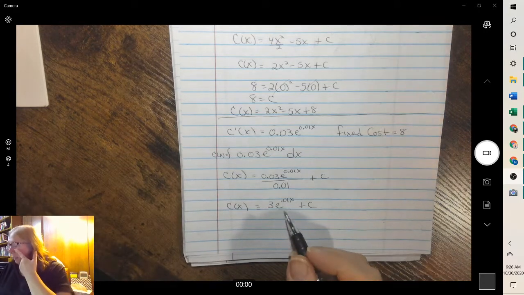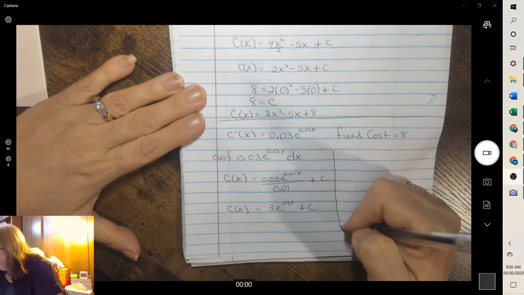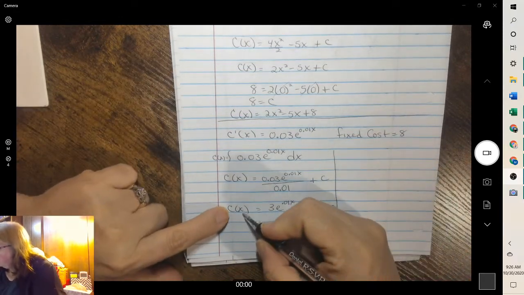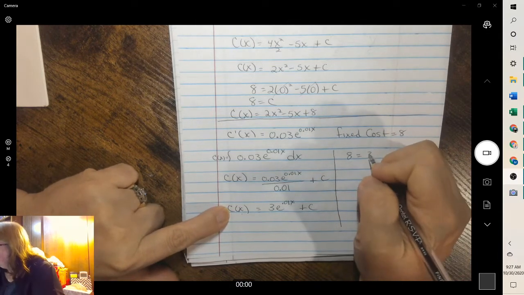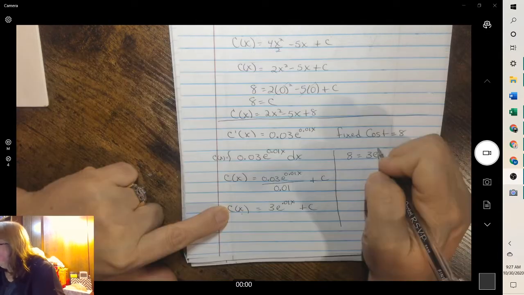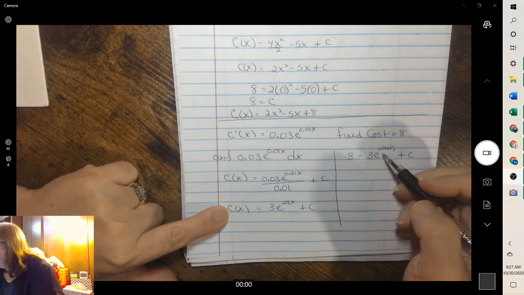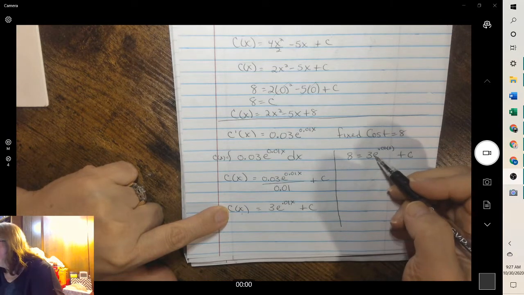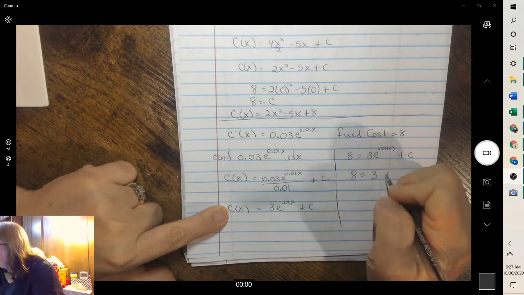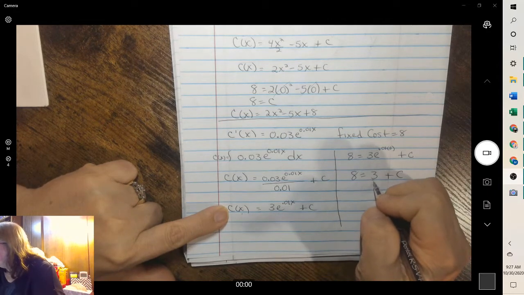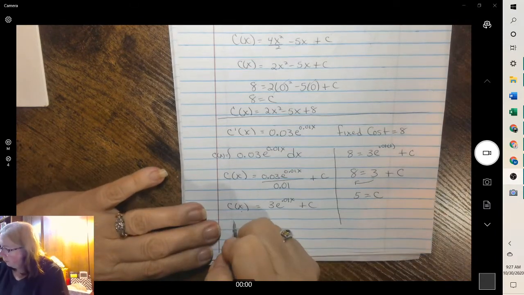Now we need to plug in and find our value. I'm going to plug in over here so there's more room. So cost is 8 when x is 0. Anything to the 0 power is 1, so this is just 3 times 1, or 3. Subtract the 3. So C is 5.